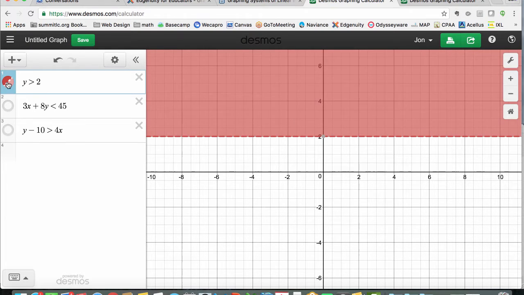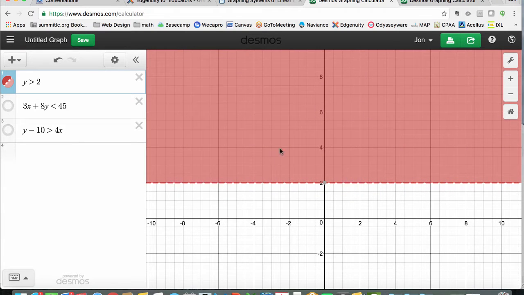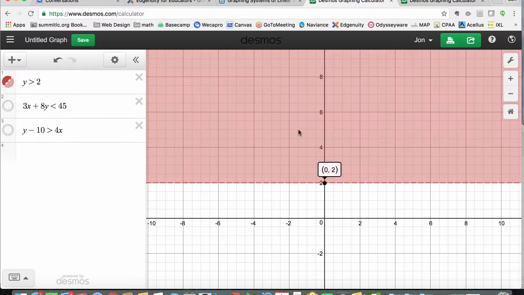So there's the first one. There's all the points where y values are greater than 2. Notice there's the point on the y-axis of 2. So this point right here is when x is negative 4, y is 4. That's a solution. All these points are solutions. There's an infinite number of solutions. We remember that when we did linear inequalities in Algebra 1. But I've got a whole system.